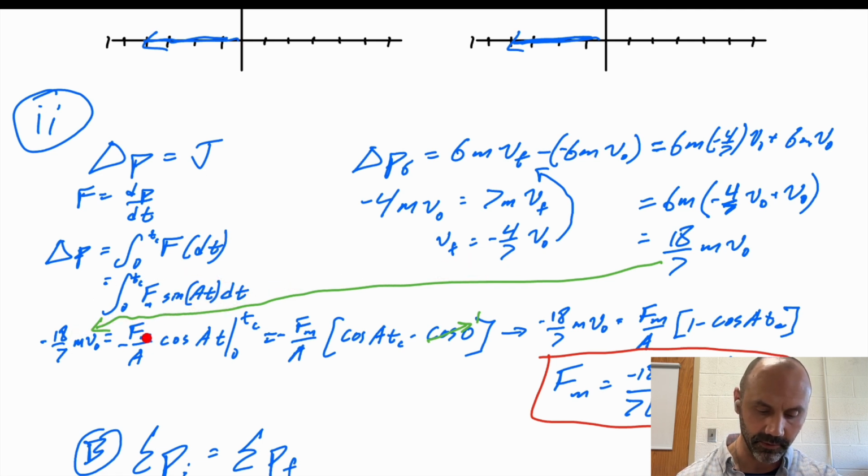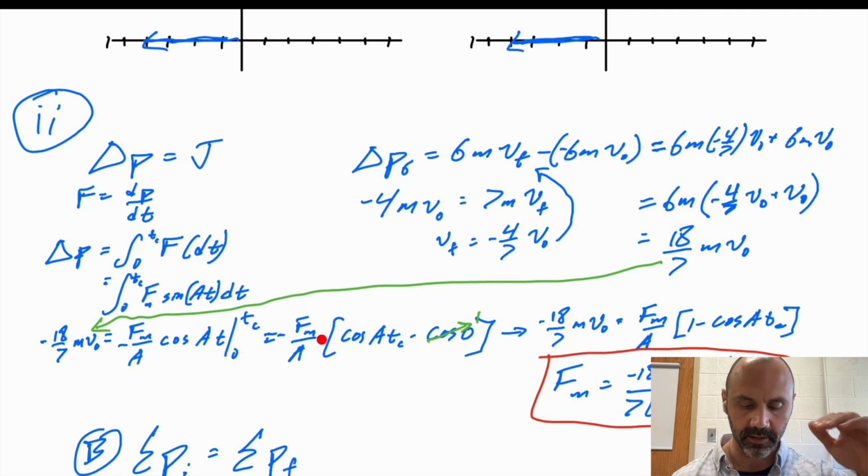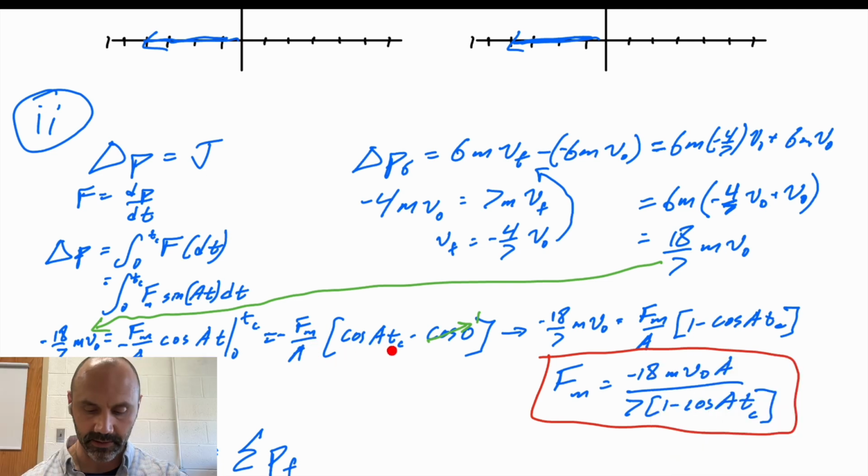I get -Fm over a cosine at from 0 to tc. So then putting in my limits, I get -Fm over a, cosine atc minus cosine of 0. But cosine of 0 is just 1. So I'm going to flip these and get rid of the negative sign. So this becomes 18/7 mv naught equals Fm over a, times 1 minus cosine atc. Solving for Fm, this is what I get. So now this is in terms of mv naught, a, and tc, and everything is good.